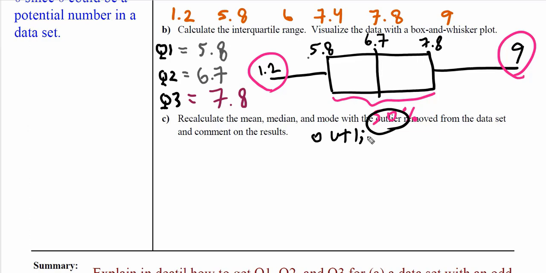There's always that one friend, unfortunately, who's not going to do too hot on the test, right? Sometimes they have a little bit too much fun, and then they pay for it. So we're going to remove the 1.2 from the data set.